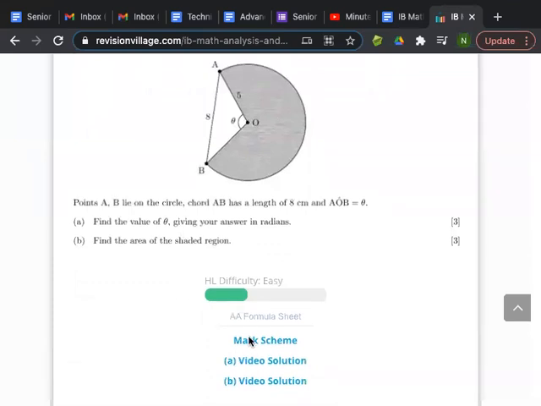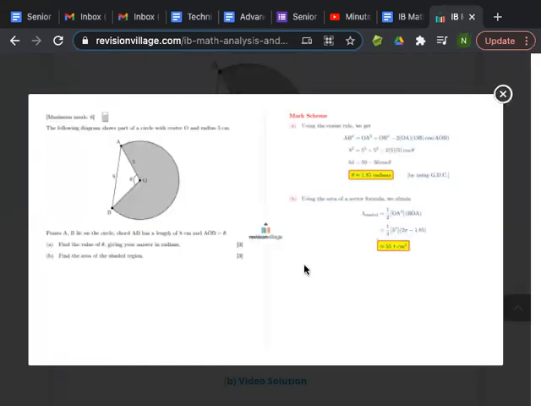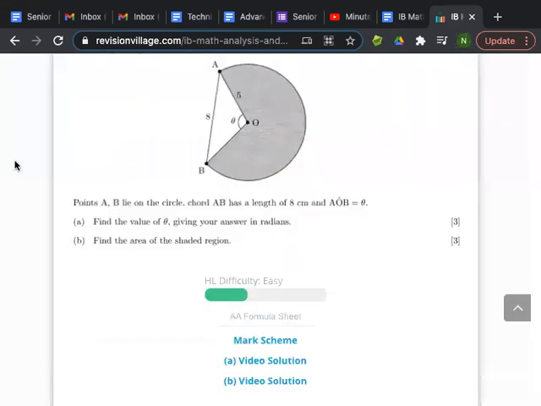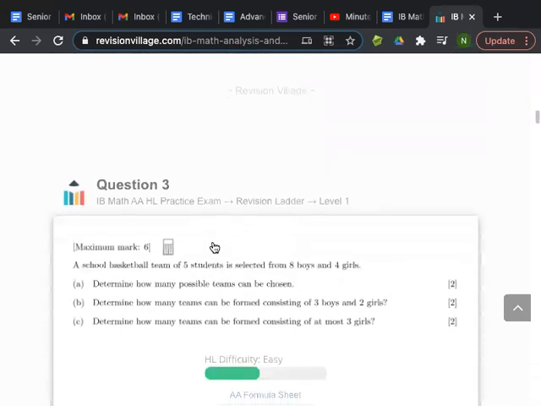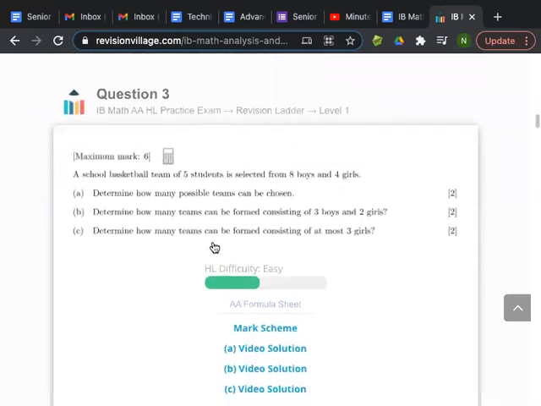Just for funsies, since we didn't say the answers out loud, here's our mark scheme. You should get 1.85 radians. And then when you use the area of the sector formula, that's how they did the 2 pi minus right here. And then you should get 55.4 centimeters squared. So close, Andrew.